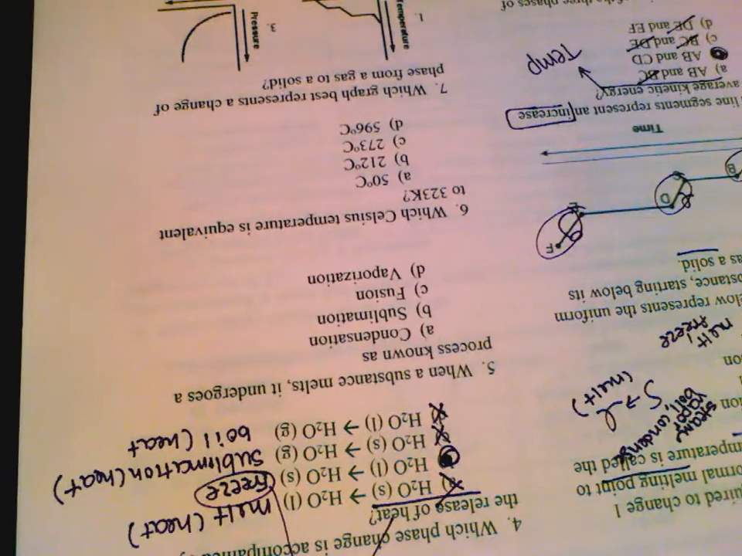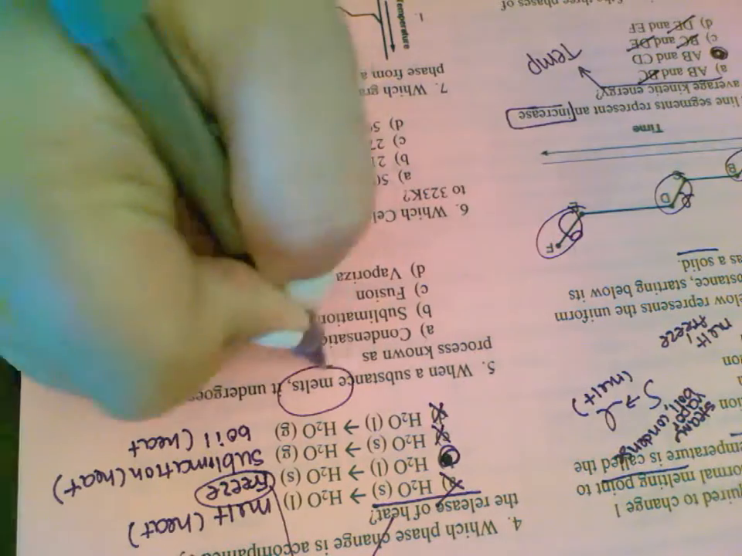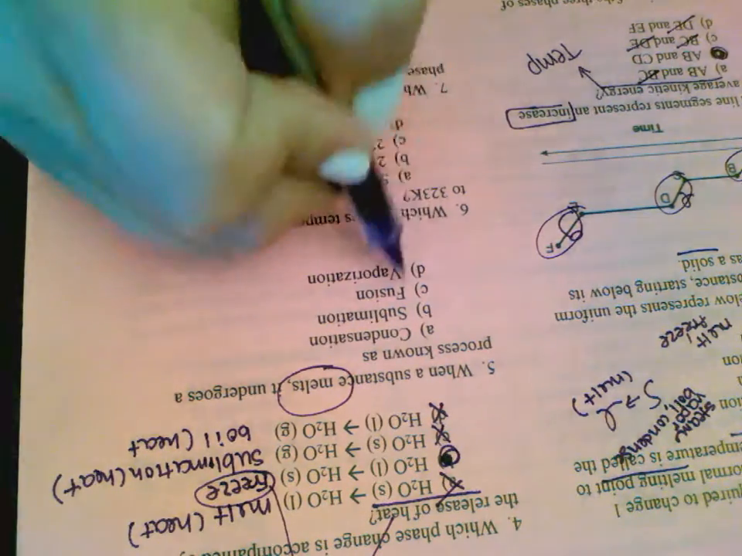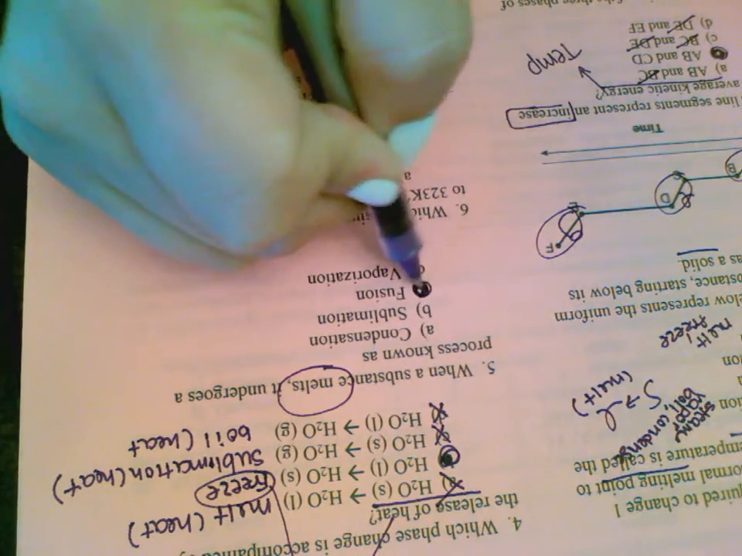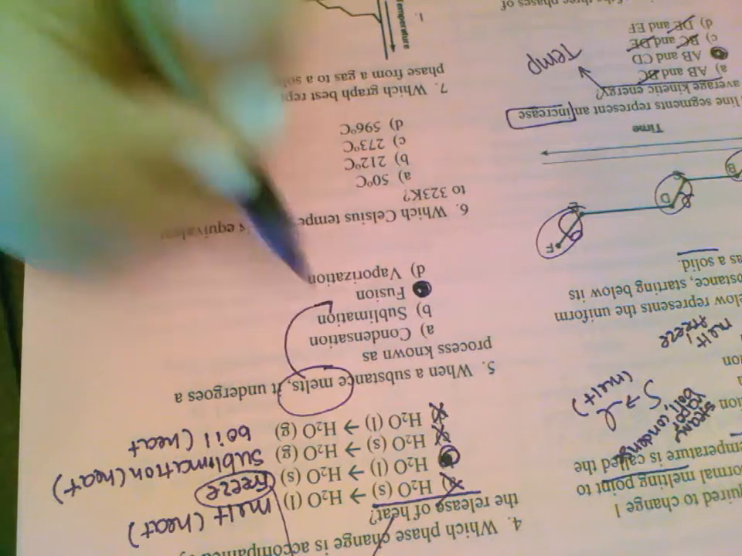5, when a substance melts, it undergoes a process known as, so I like that keyword melt. Melting is fusion. Melting is fusion.